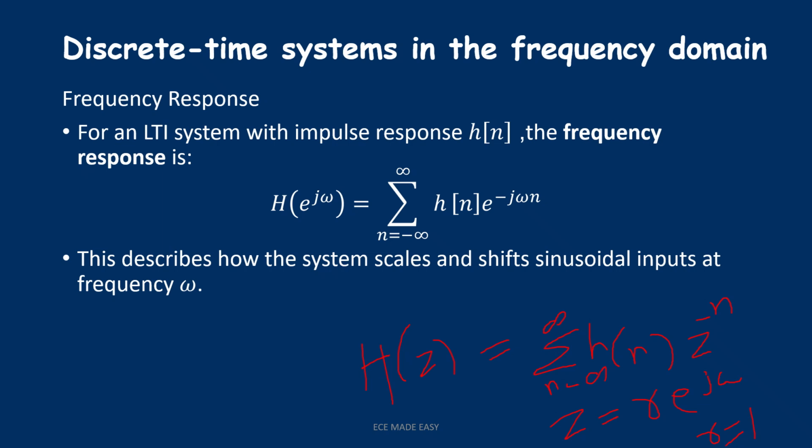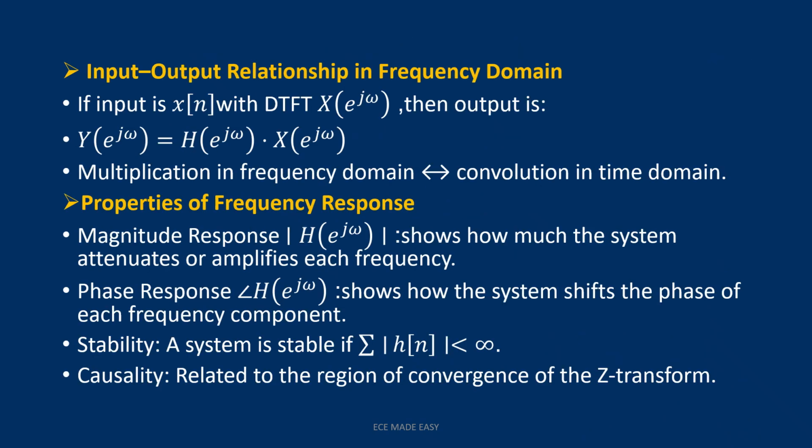Whenever we find H of e to the power j omega, it is complex in nature. It describes how the system scales and shifts the sinusoidal input at any frequency omega. Now if I consider a system with input X of e to the power j omega and output Y of e to the power j omega, the relation between input and output in frequency domain can be given as Y of e to the power j omega is equal to H of e to the power j omega times X of e to the power j omega.